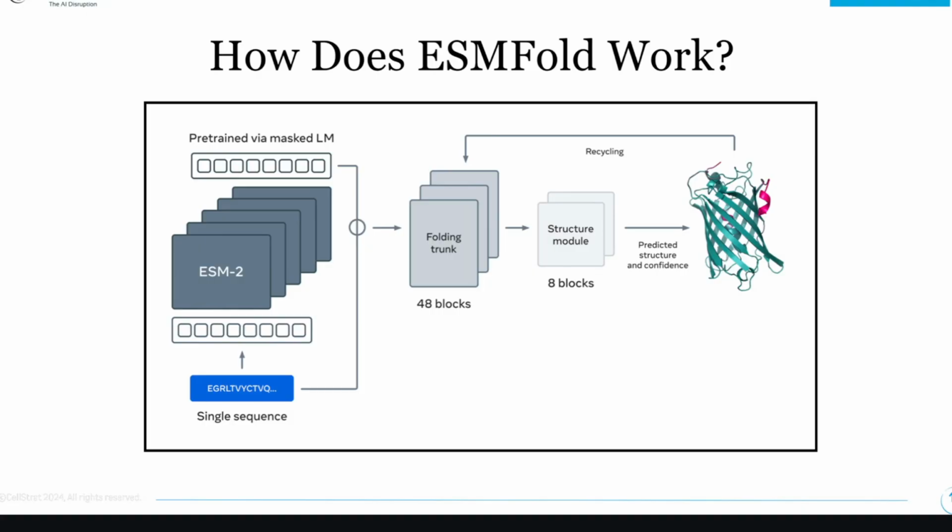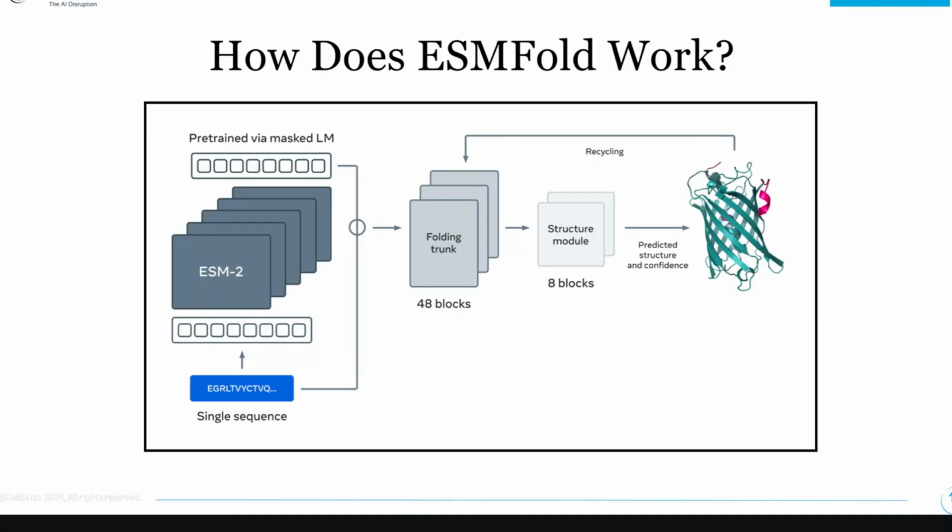And later, after predicting the protein structure, it recycles again, where it goes to the 48 block folding trunk. Why it does that is because it processes the sequences to extract structural information. So any missed out structural information from the first iteration can be recycled by passing through the folding trunk again, and this is an iterative loop until it zeroes in on a certain protein structure. So this is how ESMFold works.